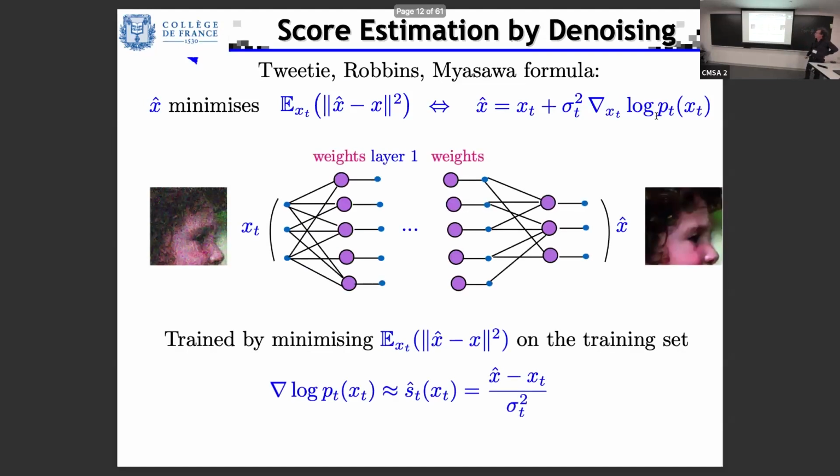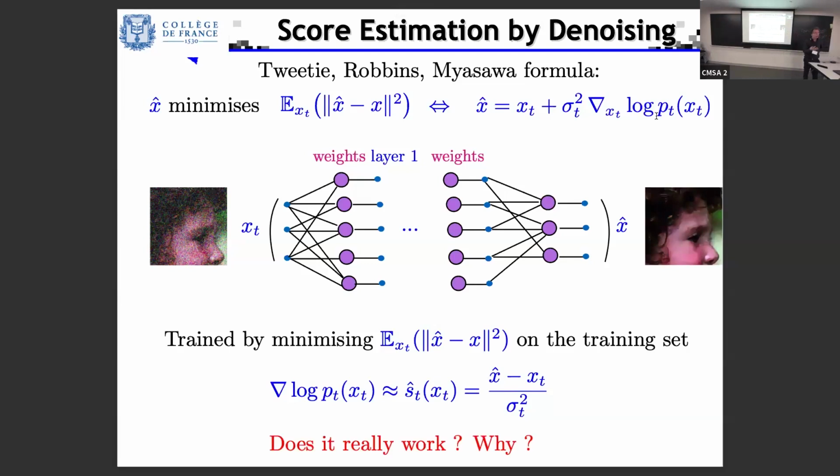Now, the result of that is that you can compute the score by essentially finding an estimator which minimizes the mean square error, which you can implement with, for example, a deep network. And if you optimize your deep network and by miracle you indeed get the optimal estimator, then you know that the score is just going to be the normalized difference between the estimator and the noisy signal. So that's what is being done.